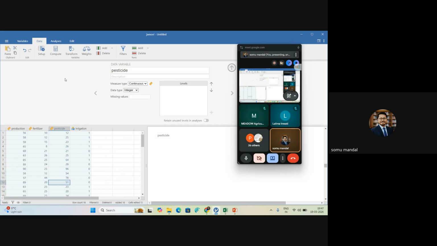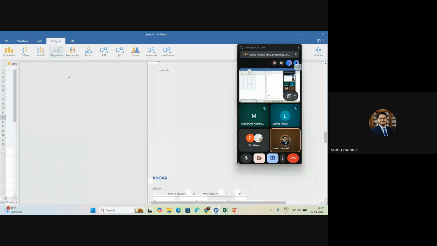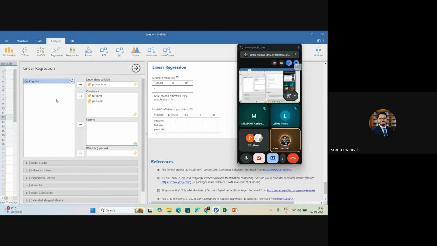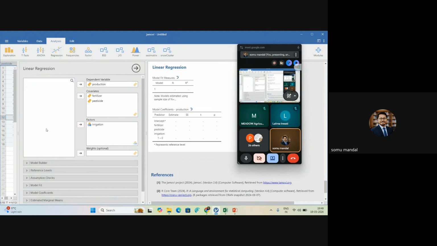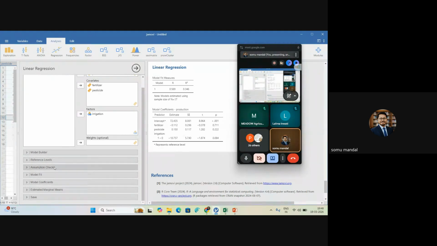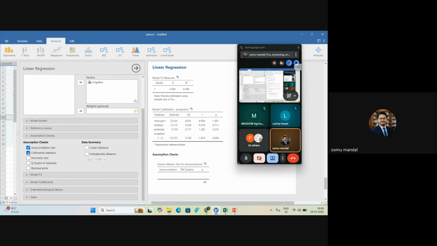Okay. Go to the analysis, click on regression, linear regression. The dependent variable is production. Fertilizer covariates. Look at this symbol and this symbol. Covariates: pesticide, and factors: irrigation. Okay. Assumption check: autocorrelation, collinearity test, residual plot is important.